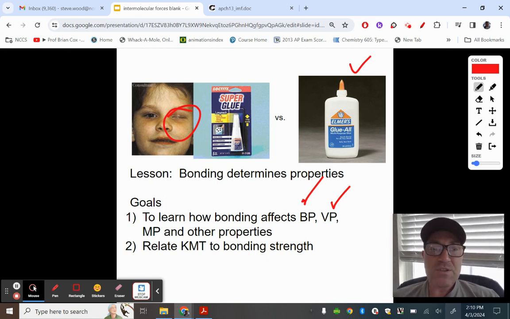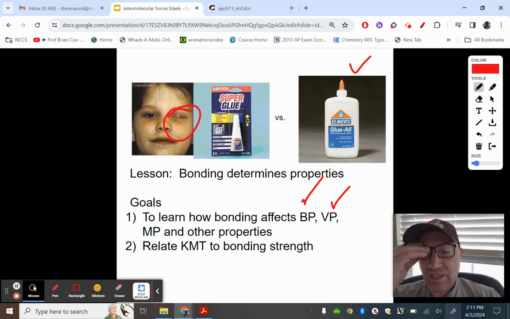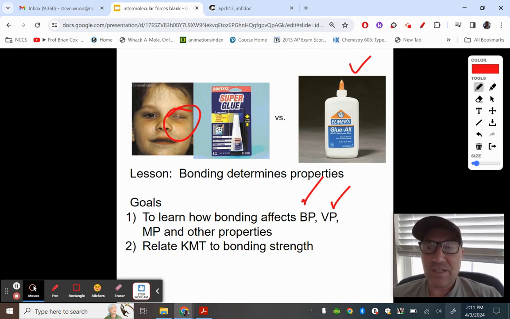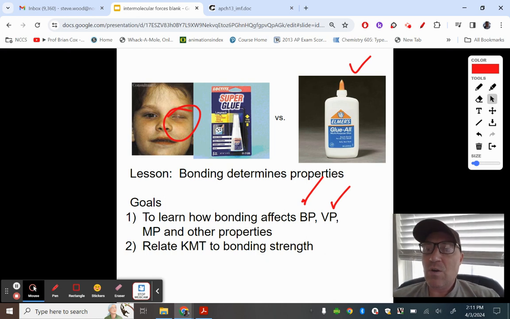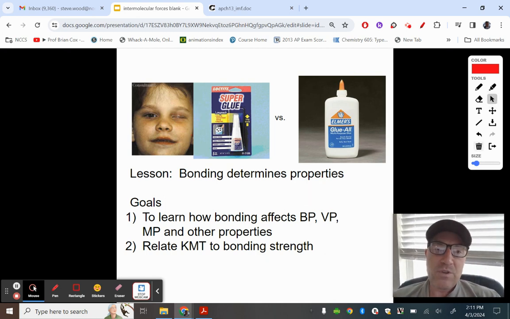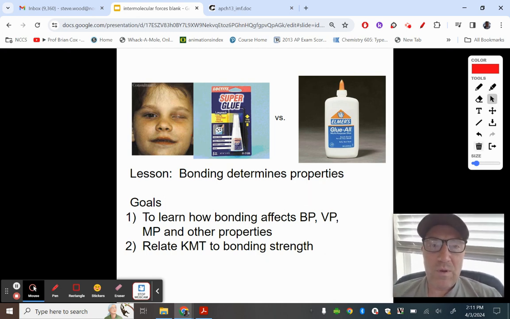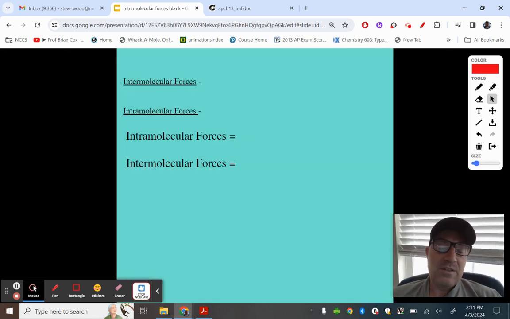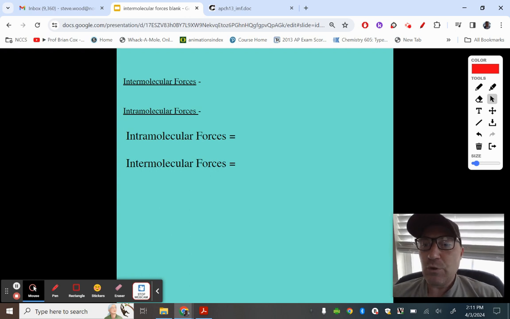And we are going to relate this to KMT, which is just a fancy word for kinetic molecular theory, which says that everything's in constant random motion. Okay, so as you go through today, see if you can figure out what bonds hold what materials together and why. All right, so this gets us to our very first terms.